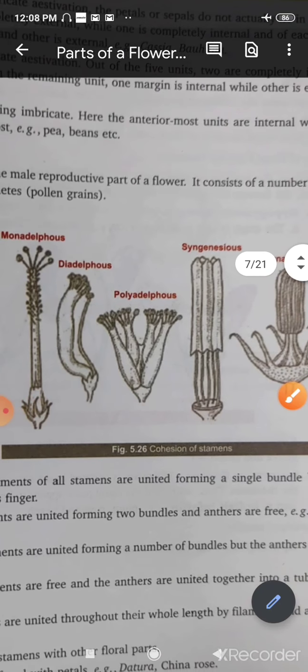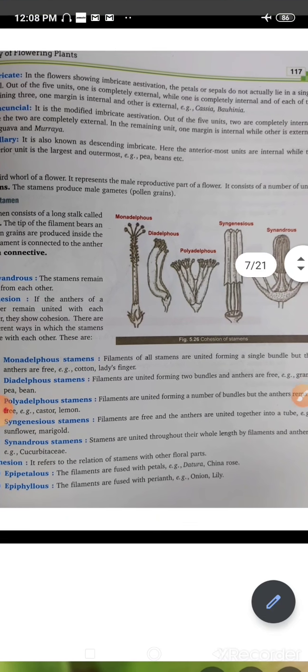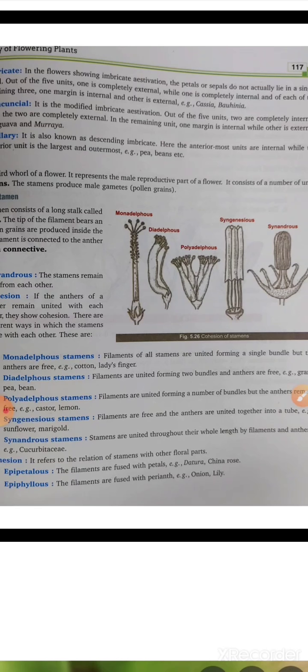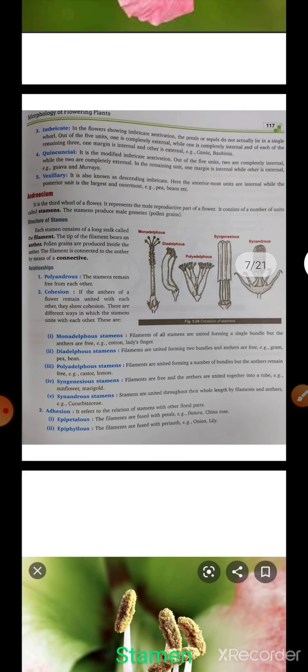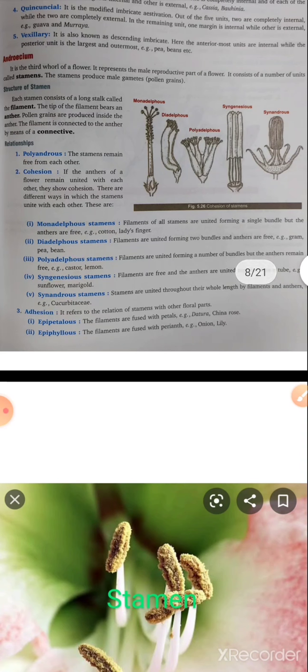So we studied about the stamens, where the filaments are united into a single bundle, and the anthers are free, that is monadelphous. When the filaments are united to form two bundles, anthers free, they are diadelphous. Filaments are united into many bundles, where the anthers are free, polyadelphous. Then we said where the filaments are free and the anthers are united, that is syngenesious. And the last one, where the filaments as well as the anthers are all united, that is the synandrous condition, right?